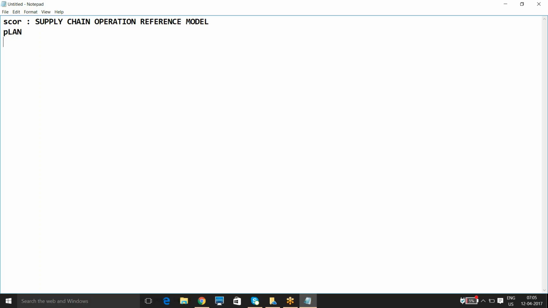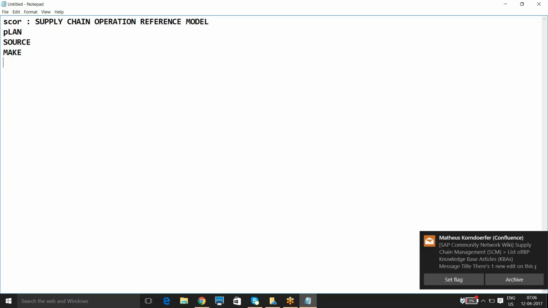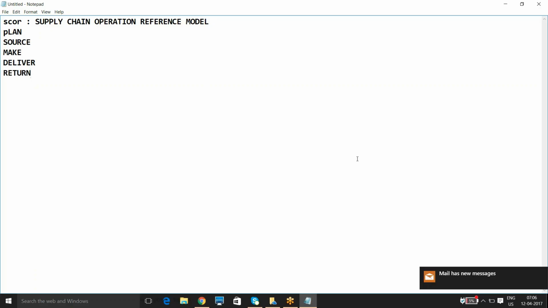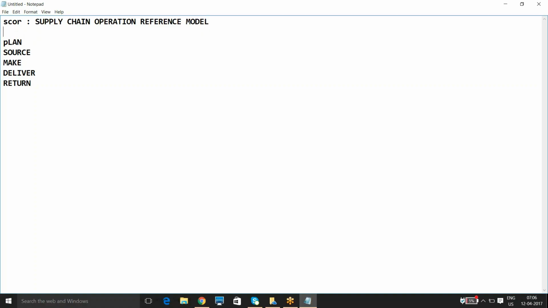They can be as plan, source, make, deliver, return. So these are five important segments which we have to understand, and how they are quite important for us in planning, and how the GATP, that is Global Availability Promise, will help us to have dedicated plans towards these five segments of the supply chain operation reference model.